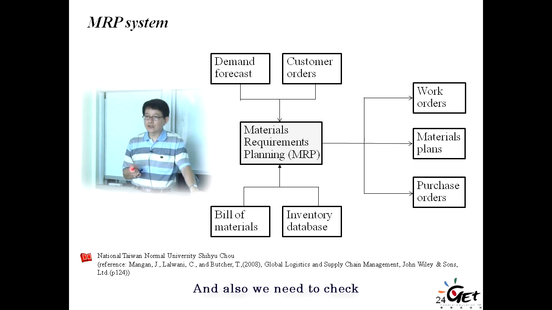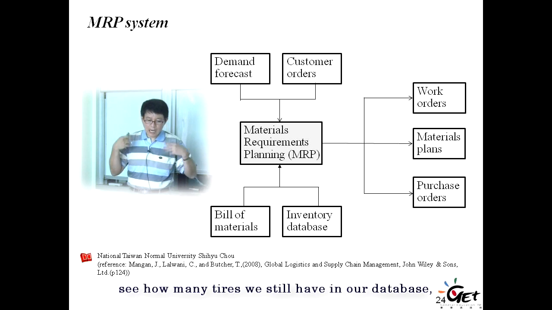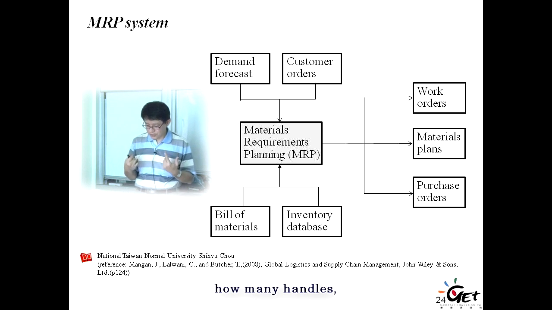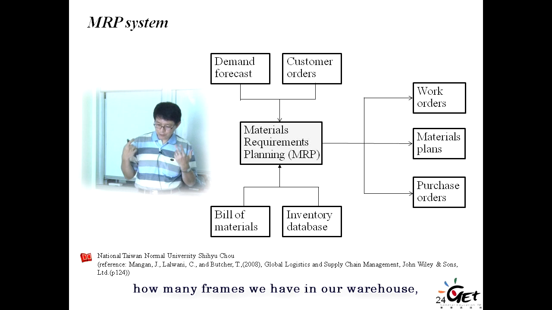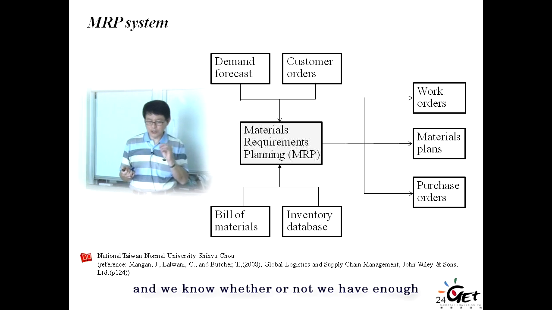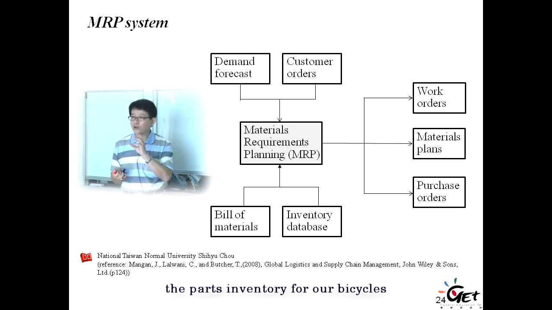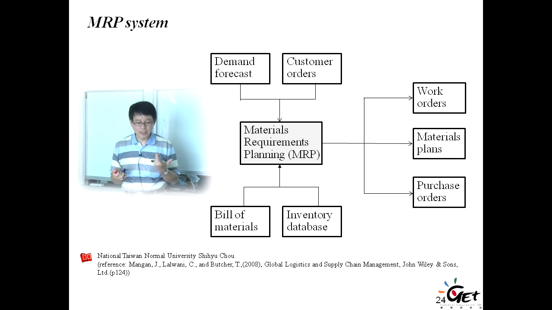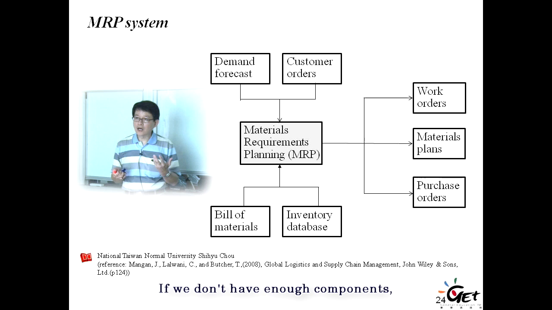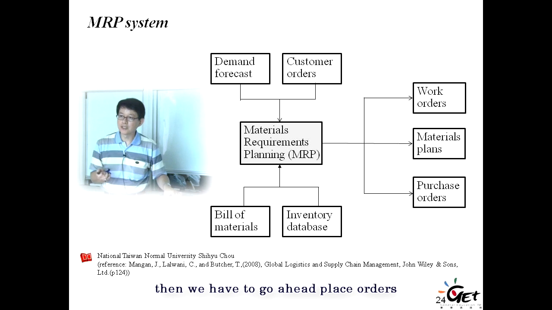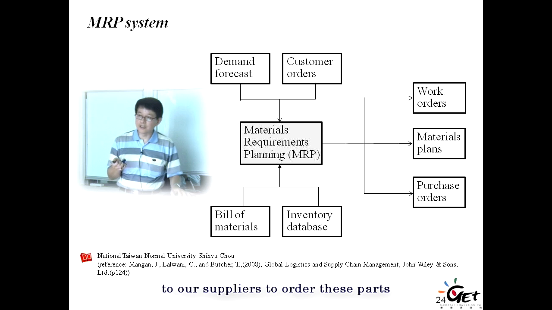Also we need to check our parts inventory database. See how many tires we still have in our warehouse, how many handles, how many frames, and we know whether or not we have enough parts inventory for our bicycle production. If we don't have enough components or parts for our production plan, then we have to place orders with our suppliers to order these parts.